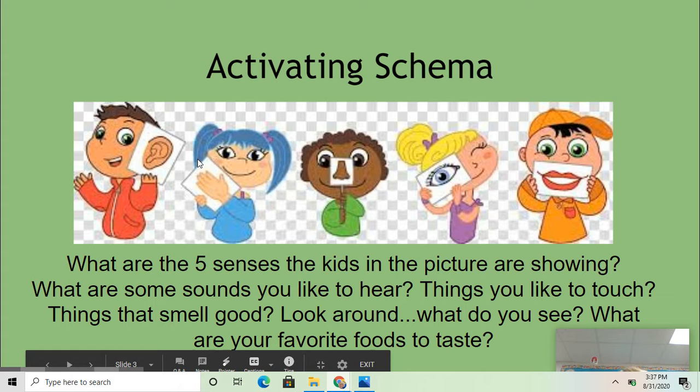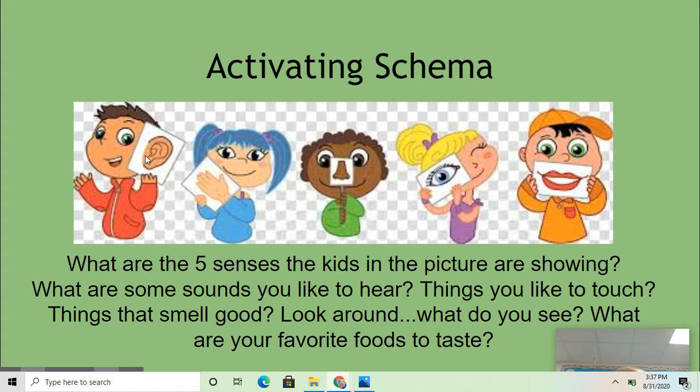So let's take a look first at this one. You're probably already thinking, this kid is using the sense of hearing. So what are some things that you like to hear? This kid is using the sense of touch. I see their hand. What are some things that you like to touch?